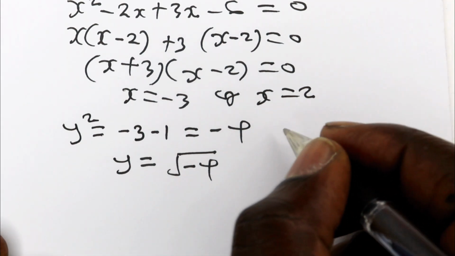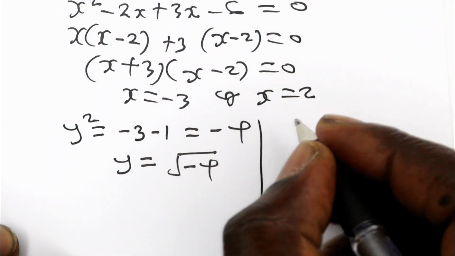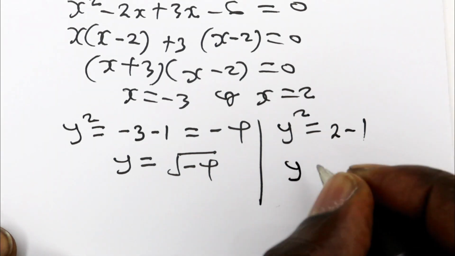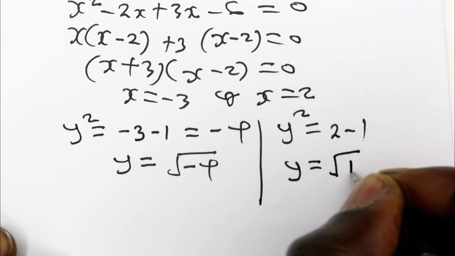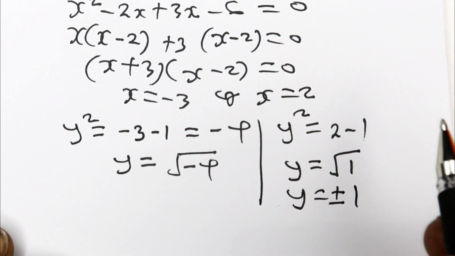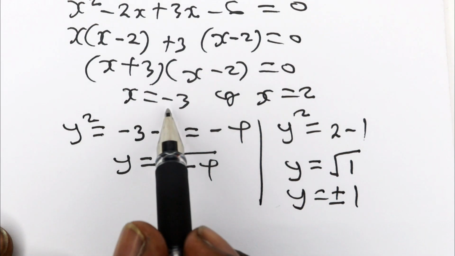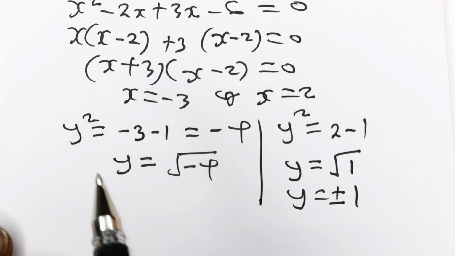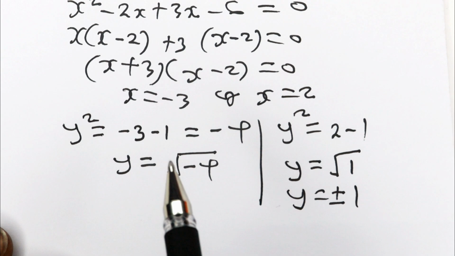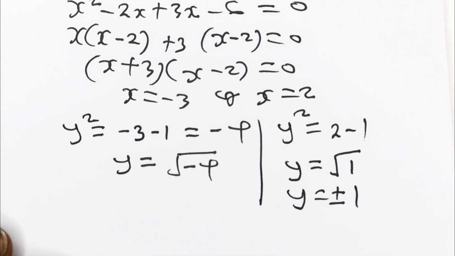And when x is 2, then y squared is equal to 2 minus 1, so that y is equal to the root of 1, which means in this case y will be plus or minus 1. So we have the values of x as negative 3 and 2, and the values of y: when x is 2, y is plus or minus 1, but when x is negative 3, then there are no real values for y. So it means we have complex numbers when x is negative 3.